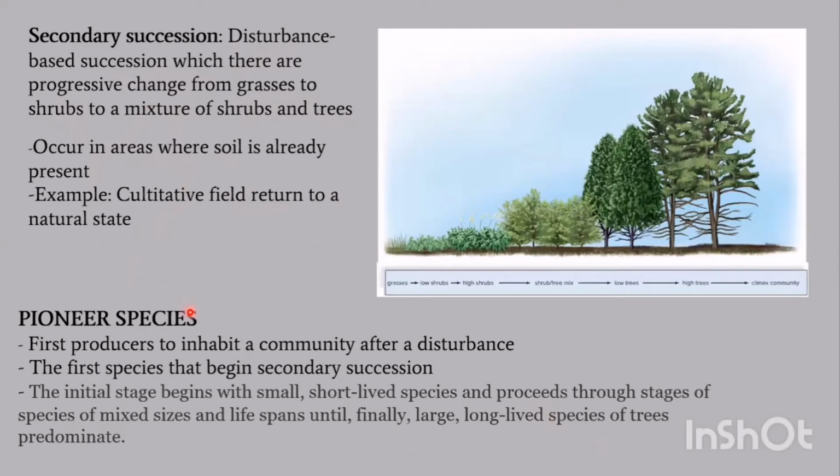Pioneer species. Pioneer species is the first producer to inhabit a community after a disturbance. So it's also the first species that begins the secondary succession. Let's look at this diagram. The initial state begins with small, short-lived species and then proceeds through the stages of mid-size and longer-lived species until finally the large, long-lived species of trees predominate. So this is an example for the secondary succession.